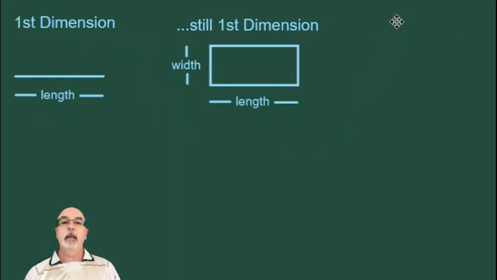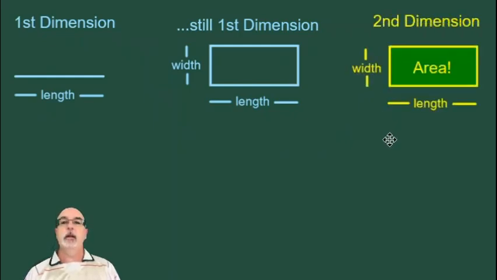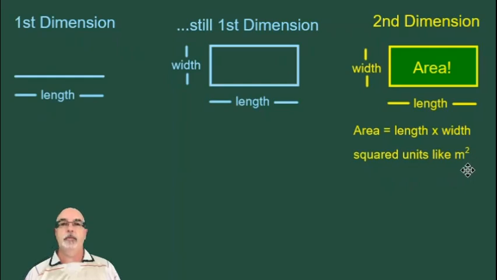But now we look at the same rectangle, and now we're measuring the area. We have to multiply length by width to get the area. And at that point, we're talking about two dimensions. A rectangle is a two-dimensional figure because its area involves both the length and the width. Remember that units of measure for area are in units squared. So we can have meters squared or centimeters squared.